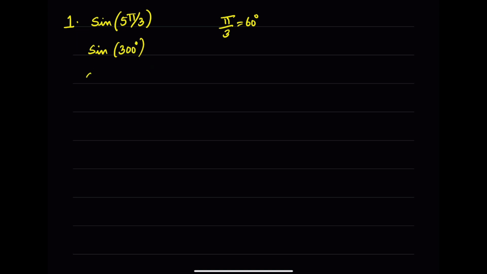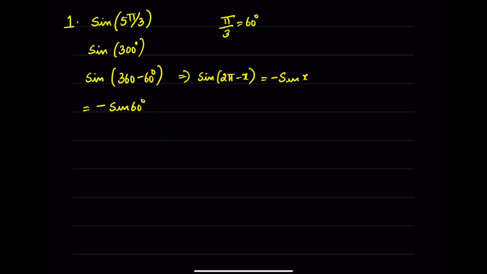Now 300 degrees can be changed to sine of 360 minus 60 degrees, which is of the format sine of 2 pi minus x. Now sine of 2 pi minus x is minus sine x. So this will be minus sine of 60 degrees, and that is minus square root of 3 by 2.